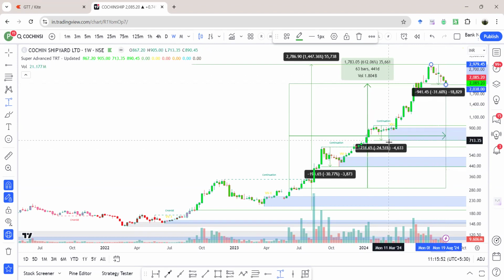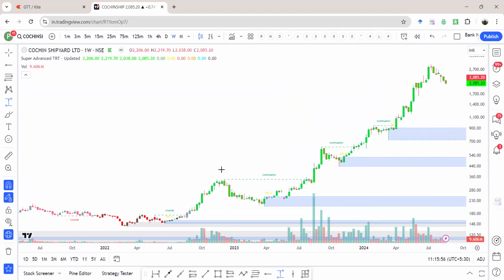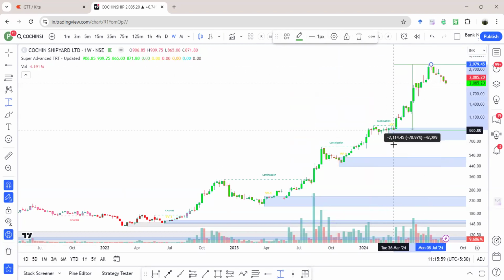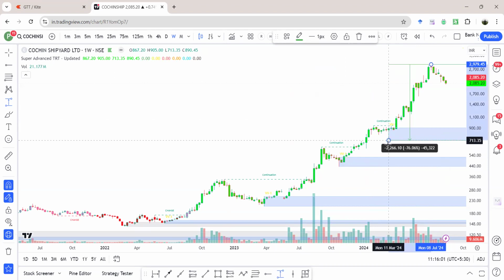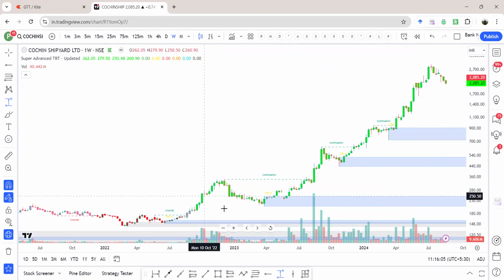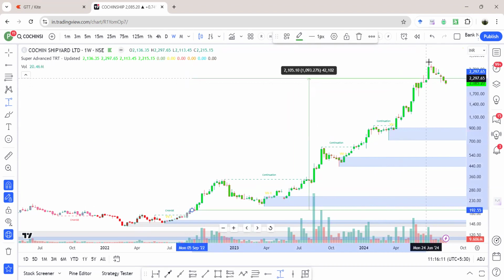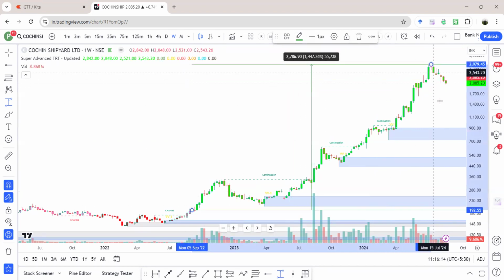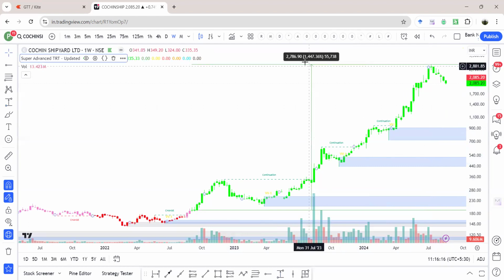And your position should be trailed here at 713. At that level, how much of profit will you lose? You'll lose around 76% of your profit from the top. But if it continues going higher and higher, instead of 14 times, it can also give you 100 times return. So here 1400% is the return.